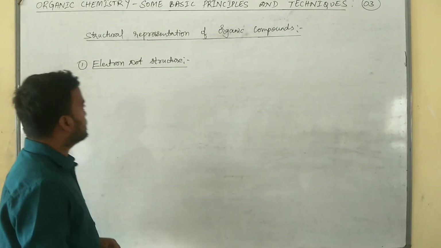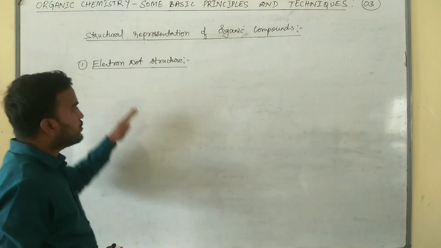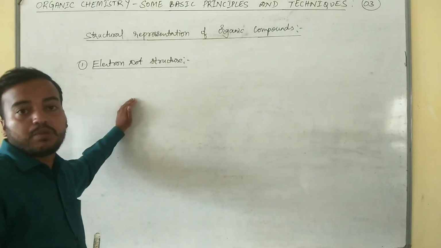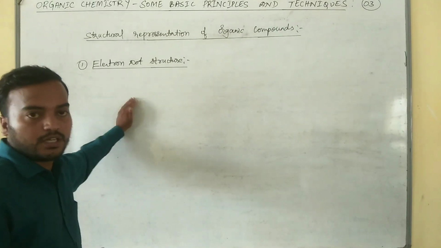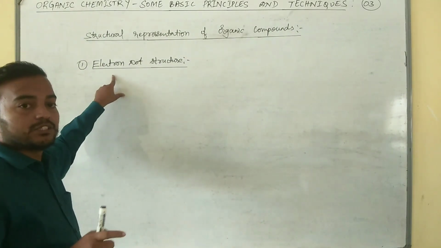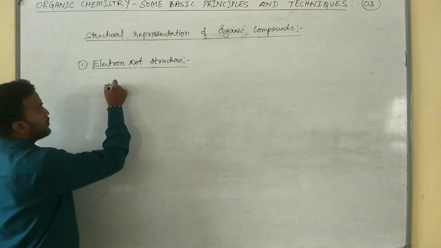First one, the electron dot structure. In this method, electrons of the valence shell are symbolized by dots. I will take methane as an example.